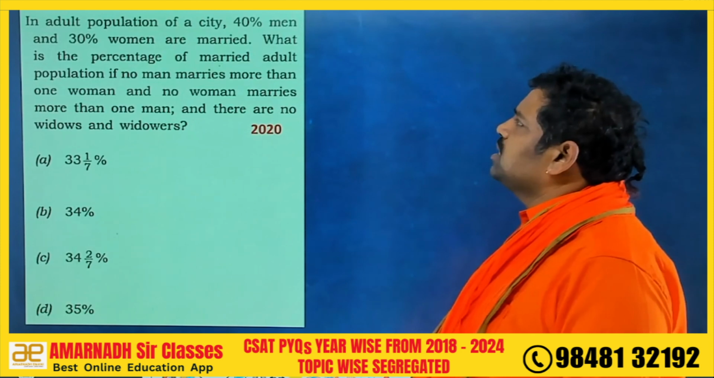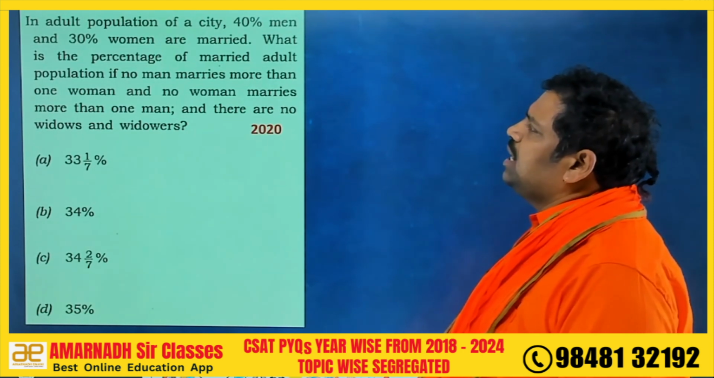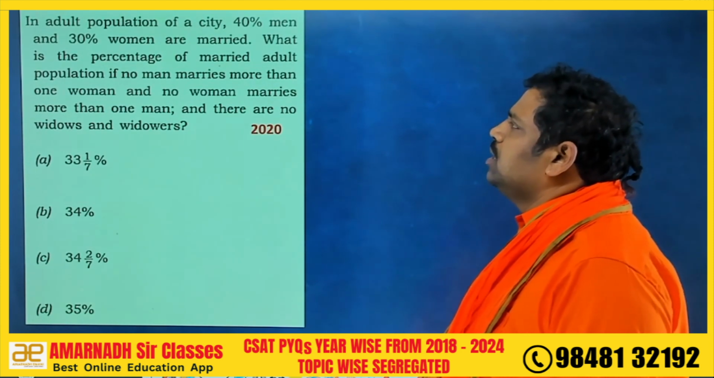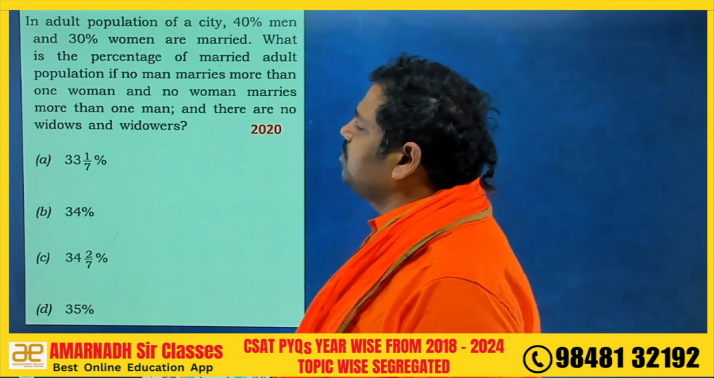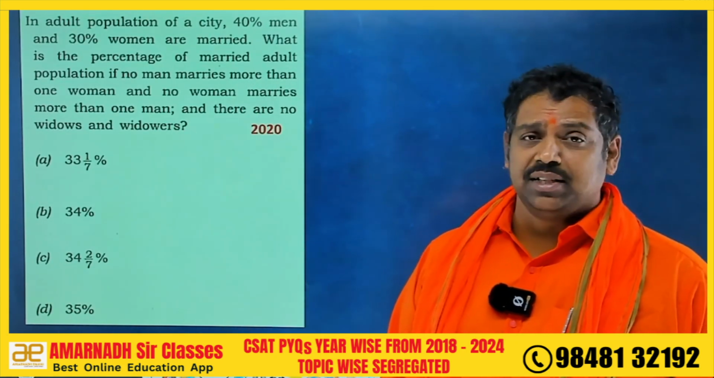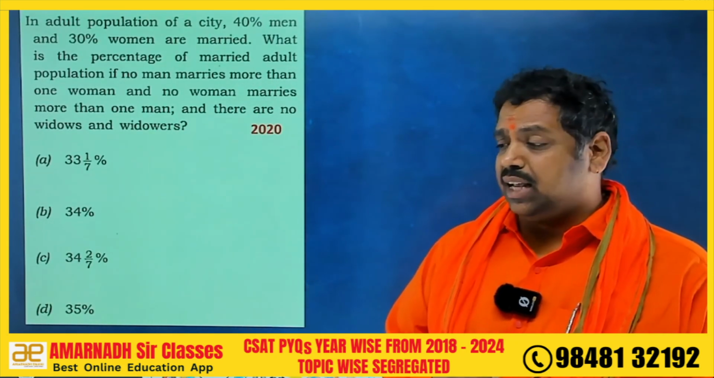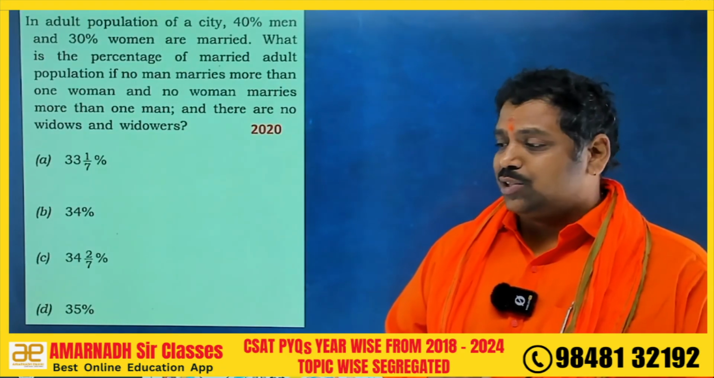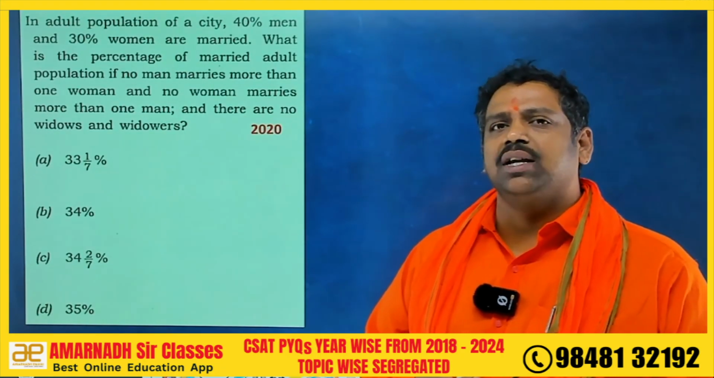In the adult population of a city, 40% men and 30% women are married. So by seeing this statement, students will get different doubts. Sir, 40% men got married, 30% women got married. That means more number got married means a woman married more than one man. So he has not given such a statement. You should not think like that.